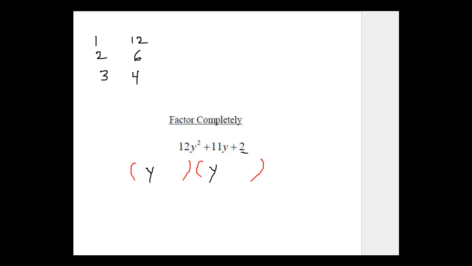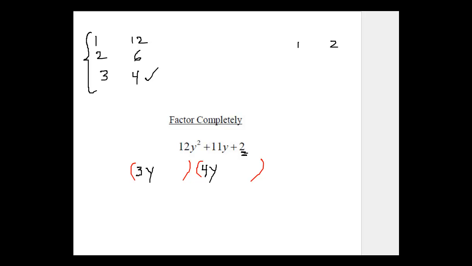And then for this constant here, we only have one possibility, 1 and 2, right? So which one of these do you think we should try first? Usually 1 and 12 is not the one that you want to try first. So you can either put 2 and 6 or 3 and 4. Let's try 3 and 4.